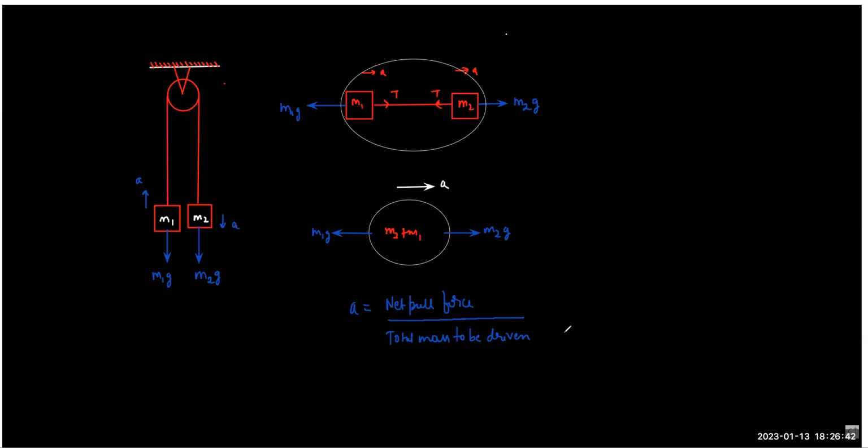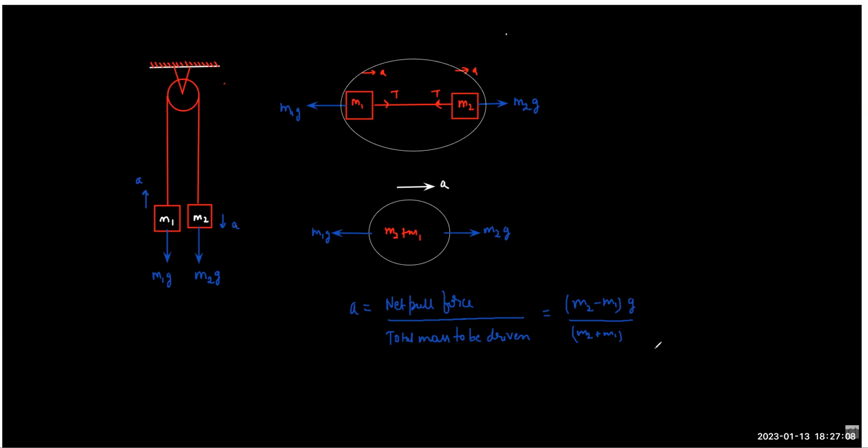So acceleration is basically the net pull force upon the total mass that this pull force is driving. So what is the net pull force, guys? M2G minus M1G. And how much mass are you driving? M1 plus M2. And you can see this is your same answer, isn't it?